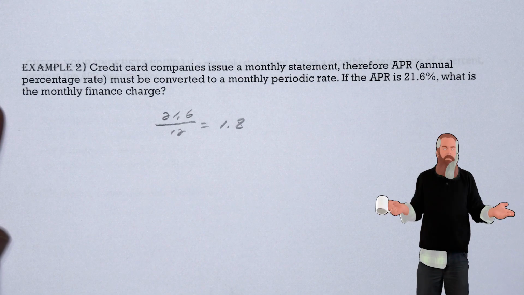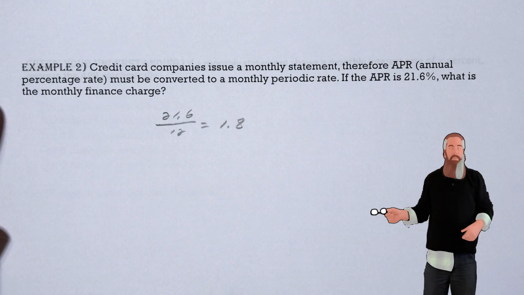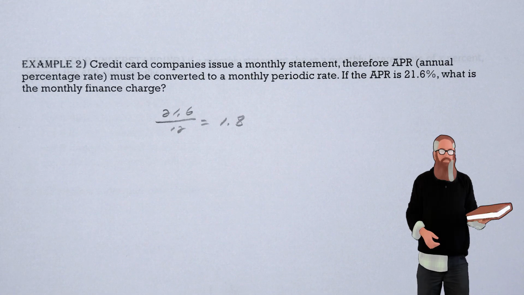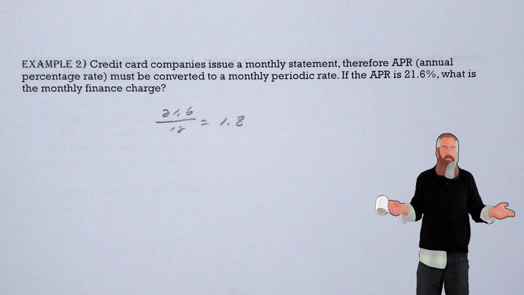There are several methods that credit card companies use to calculate finance charges. They all begin with the APR and then compute a periodic rate for each billing cycle. For the purposes of this course, we will use the monthly periodic rate to calculate finance charges for billing cycles.